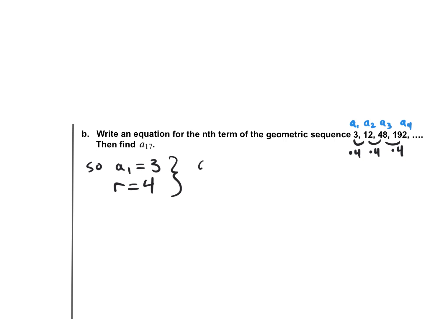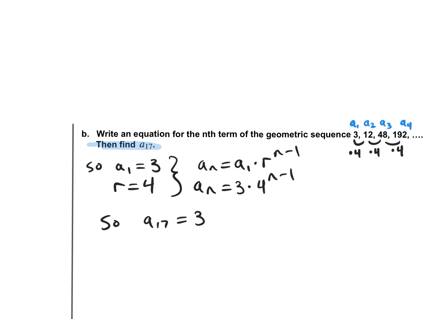We'll combine this into the formula I've taught you. A sub n is equal to a sub 1 times r to the n minus 1. So a sub n is equal to 3 times 4 to the n minus 1. And now we want to find a sub 17. So we can write a sub 17 is equal to 3 times 4 to the 17 minus 1 power. We can simplify. So we have 3 times 4 to the 16th power.